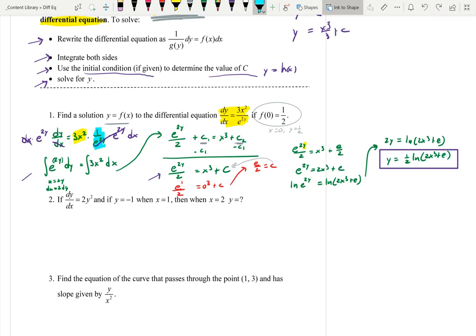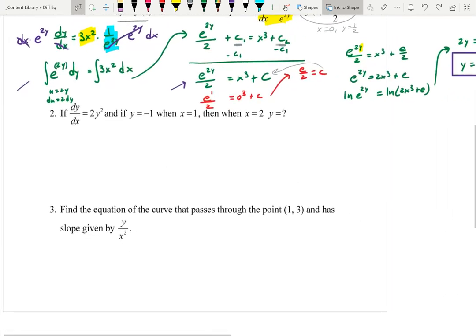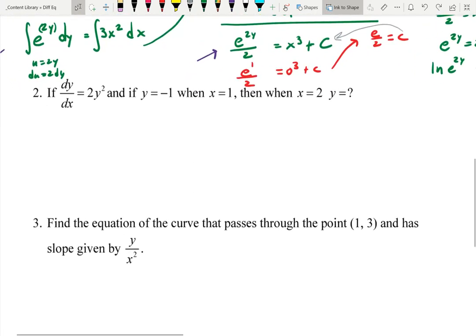All right, let's go on and do another one. We have a derivative dy dx is equal to 2y squared, and they've given me an initial condition, y is equal to negative 1 when x is equal to 1. And this time the question is, when x equals 2, what does y equal? So what I'm going to do here is go through and do as we did before, solve for the equation that satisfies the differential equation, and then we can plug 2 in to get the answer.